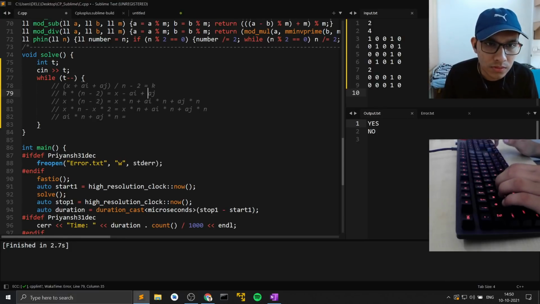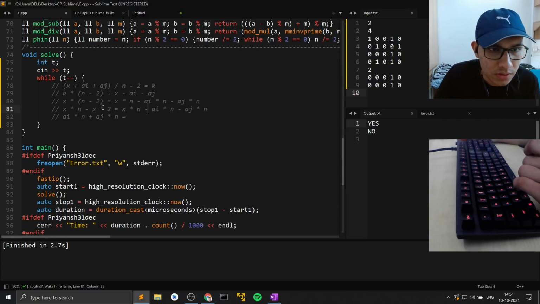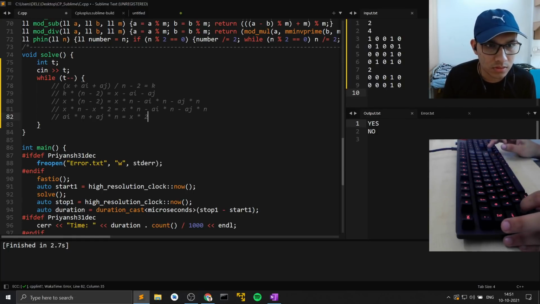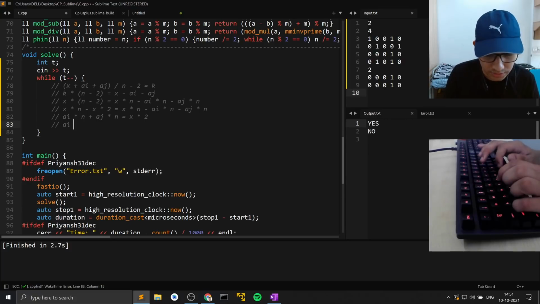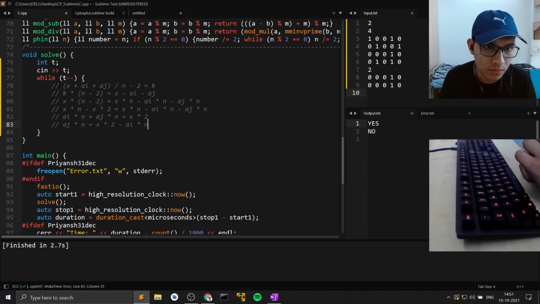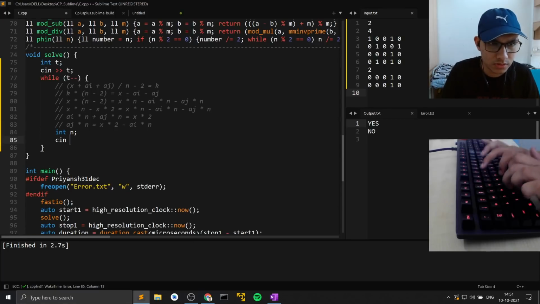Oh my god. This has to be minus, yeah. So equals to x into 2. This is what we want, right? So I can scale them up, but for x I can keep it same. Yeah, so I have ai plus aj into n equals to x into 2 minus ai into n. Right, this is what I want. So fine, let's code this.